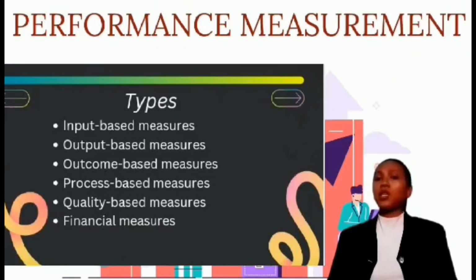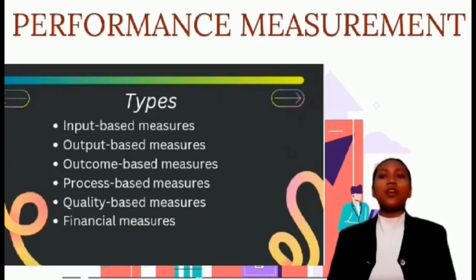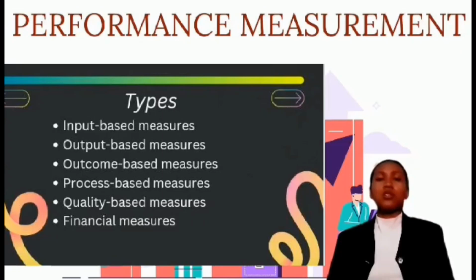Some of the most common types include: first, input-based measures. Input-based measures focus on the resources used to produce a particular output or outcome. For example, it includes the time, money, or workforce used to achieve a specific objective. The second is output-based measures. Output-based measures focus on the tangible result of a particular activity or process. Examples include the number of products produced, the number of customers served, or the amount of revenue generated.